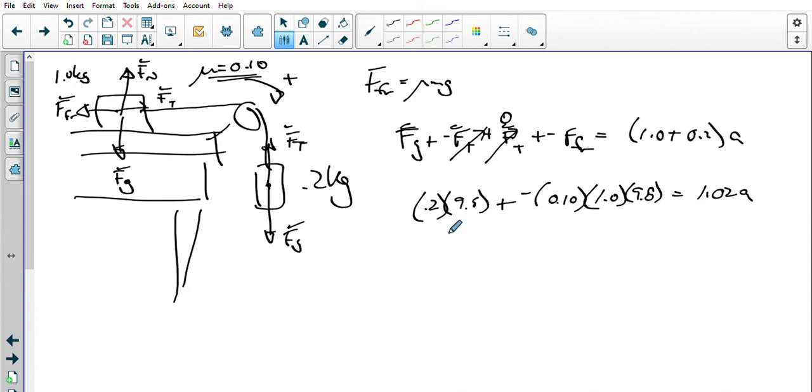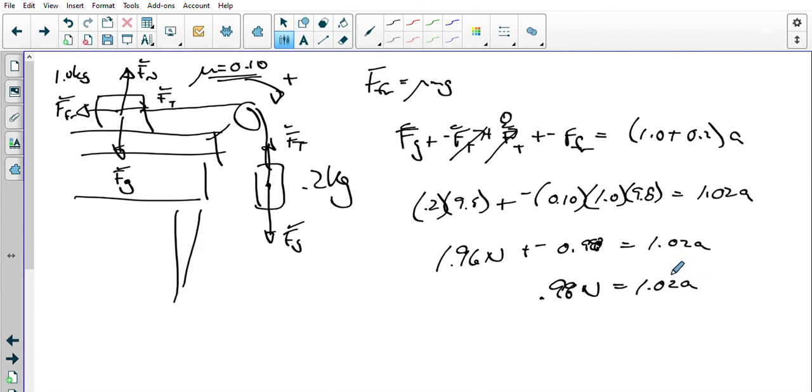So we have 0.2 times 9.8, which is 1.96. And so here we have 0.1 times 9.8, so it's going to be 0.98. That's equal to 1.02 times A. So we have 1.96 minus 0.98 newtons on this side. So you want 1.02 A divided by 1.02. My fingers aren't hitting the buttons right. 0.98 divided by 1.02, and so A is equal to 0.96 meters per second squared.